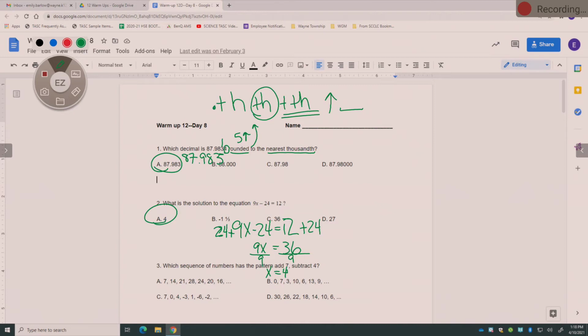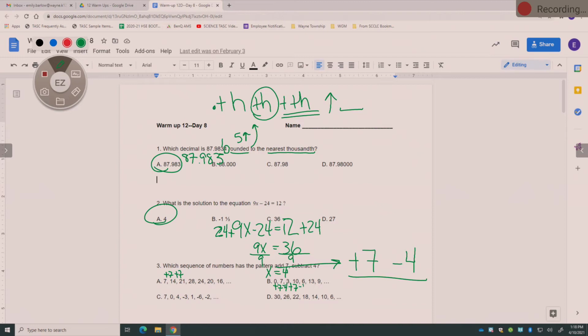Number 3, I'm looking for a pattern sequence. This pattern, we'll take it over here, is I add 7 and then I subtract 4. And because it's a sequence, it means that I would keep doing that. So in letter A, 7 to 14, yeah, I'm adding 7. 14 to 21, I'm adding 7 again. So that's not my sequence. B, 0 to 7, I'm adding 7. 7 to 3, I'm subtracting 4. 3 to 10, I'm adding 7.